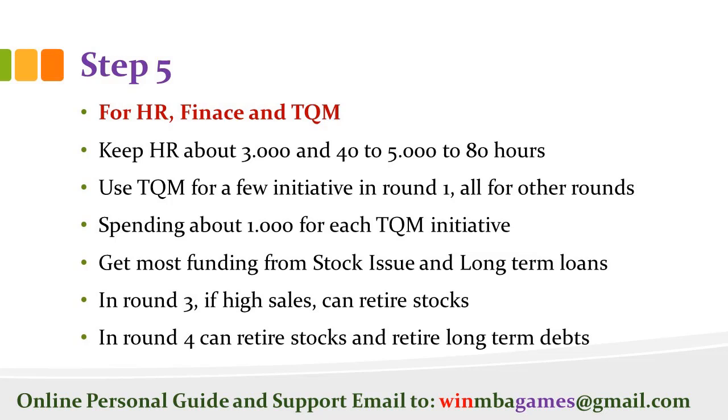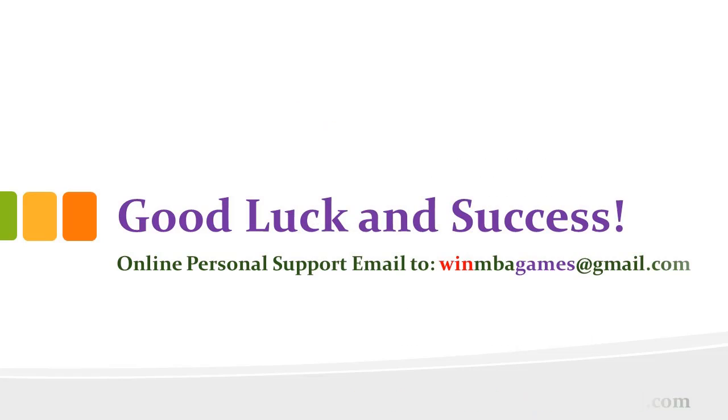Also, we need to understand how to make the human resource decisions, finance, and total quality management. We keep human resources at about 300 to 540, with 80 hours of training. For TQM, we use a few initiatives in round 1, but later in rounds 2, 3, and 4 we can use all the initiatives, about 800 or 1200 for each initiative. We get most funding from stock issues and long-term loans in early rounds. We have a lot of cash in rounds 3 and 4. In round 3, with high sales, we can retire stock. In round 4, we can retire stock and also pay back or retire long-term loans to increase net profit.